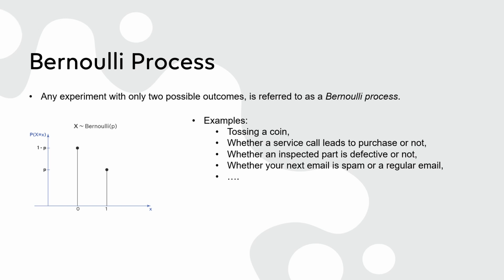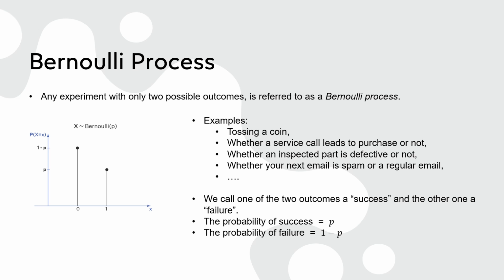Examples include tossing a coin, success equals heads, failure equals tails, or whether a service call leads to a purchase, success equals purchase, failure equals no purchase. In the context of a Bernoulli process, we label one outcome as a success, denoted as 1, and the other as a failure, denoted as 0, where the probability of success is denoted by p, and the probability of failure is 1 minus p, since the total probability must sum to 1.